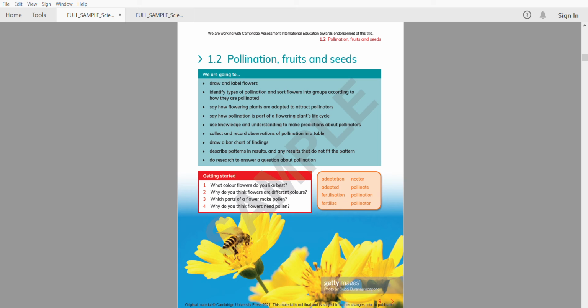So we had a sharing about what color flowers do you like best, and why do you think flowers are of different colors, which parts of a flower make pollen, and why do you think flowers need pollen.